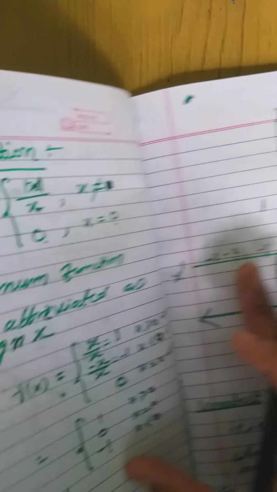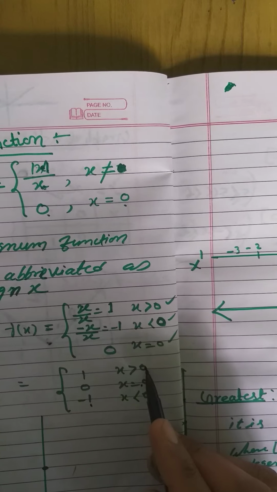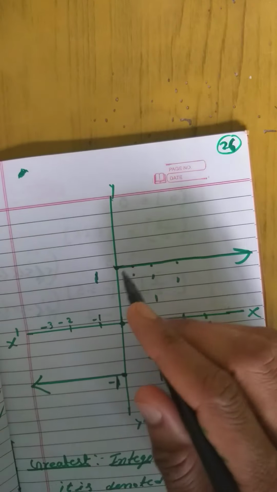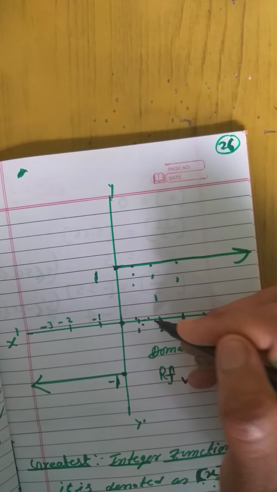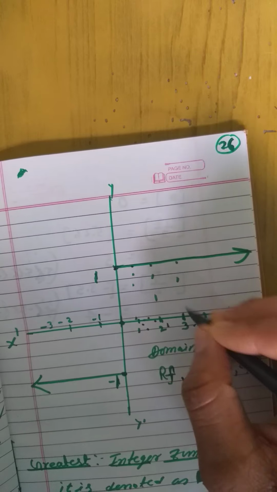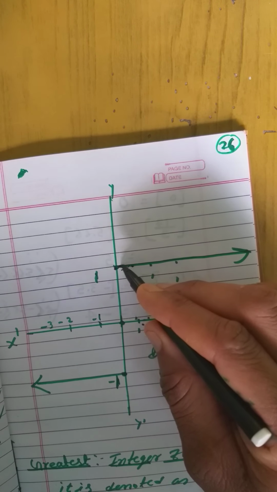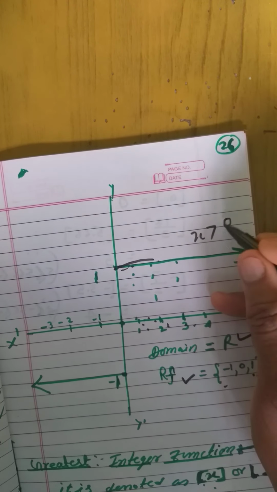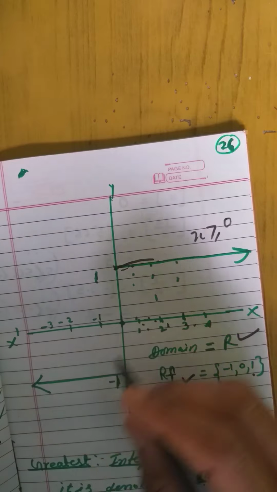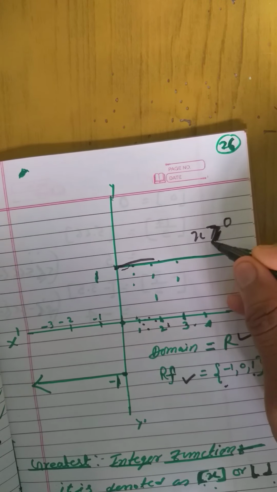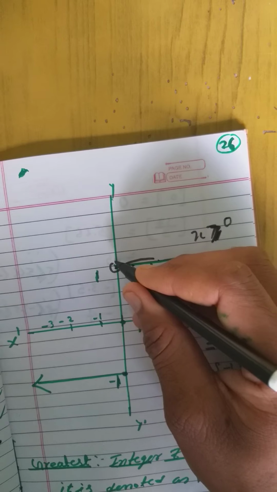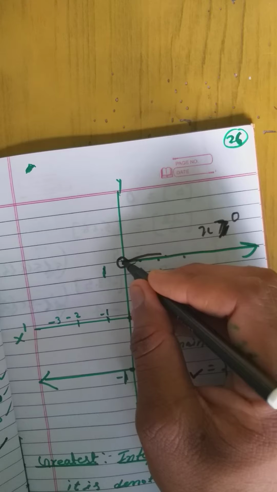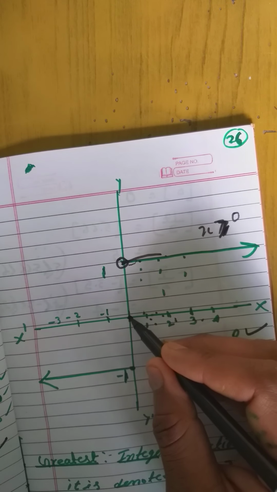In the graph of this one, if the value of x is greater than 0, the corresponding value of y is 1. For every value of x which is greater than 0, you are getting y equal to 1. So this is the graph for x greater than 0 only. Right? This will be like that. You will not fill this point. If you put x equal to 0, you will get y equal to 0.